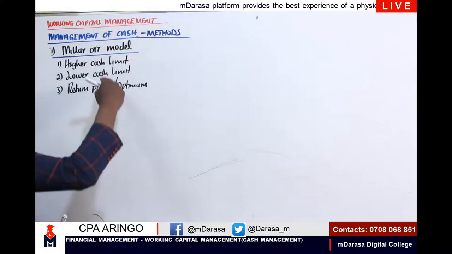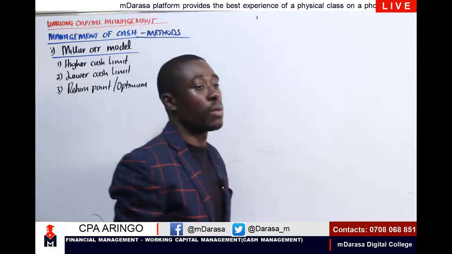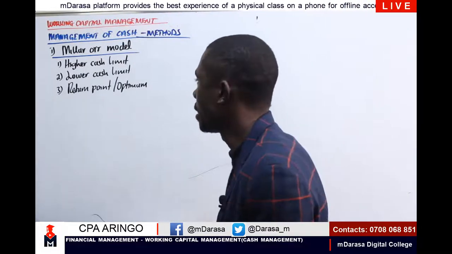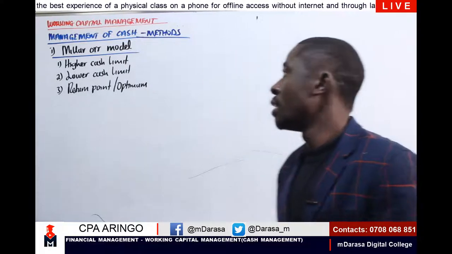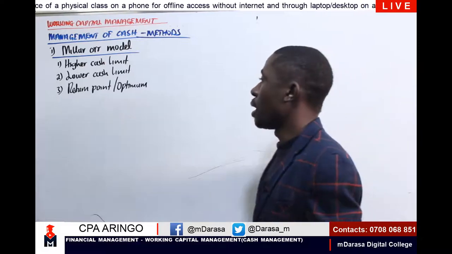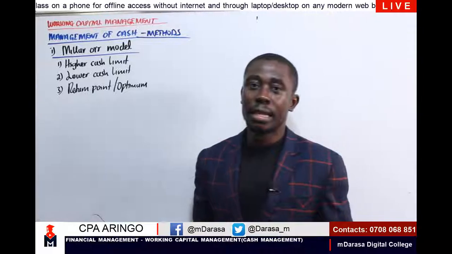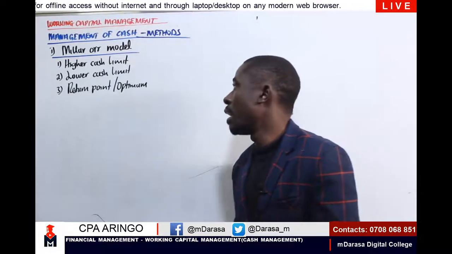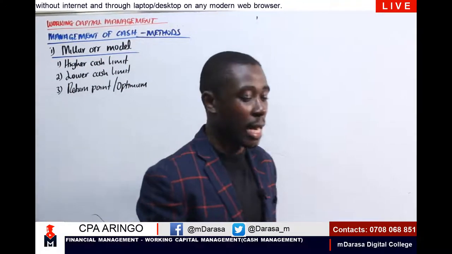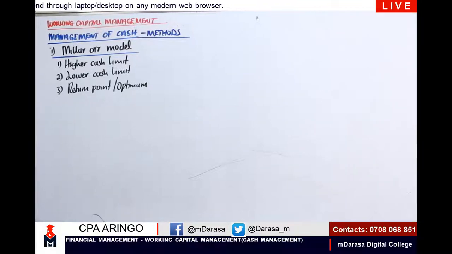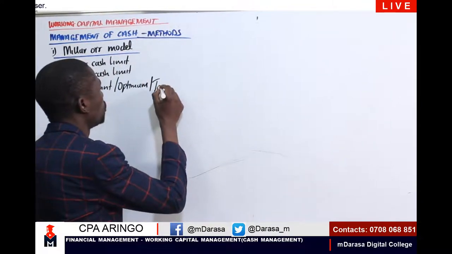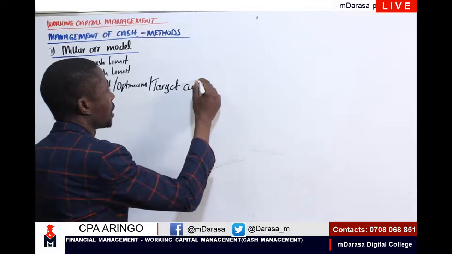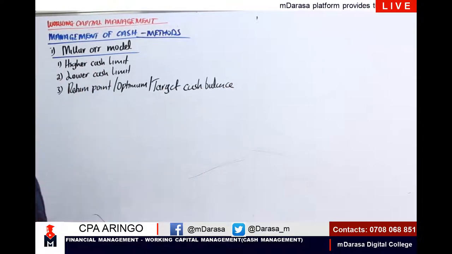So many times the firm will make sure that so long as the cash is fluctuating between the higher cash limit and the lower cash limit, the firm will not be incurring any transaction costs. Because the whole idea is that if we are to maintain this cash, we should incur the minimum cost as much as we can. So under the Miller-Orr model, you're going to have three cash limits: the higher cash limit, the lower cash limit, and the return point, which many times you also refer to as the Z point, which is very important. Other than optimum, you can also term it as a target cash balance. All these are names that you can use to refer to that return point.